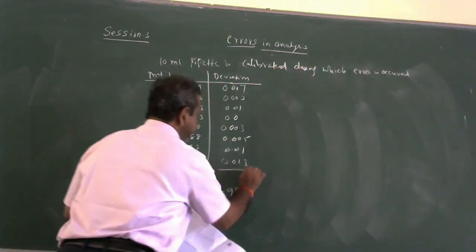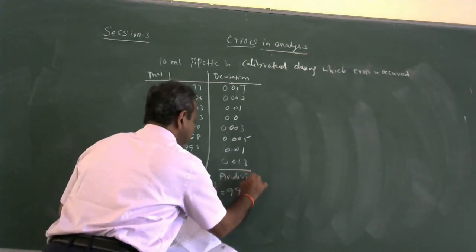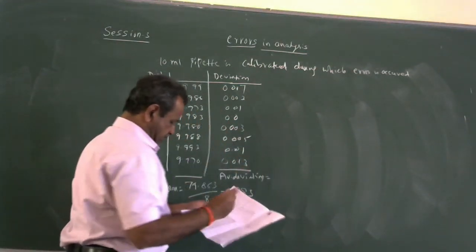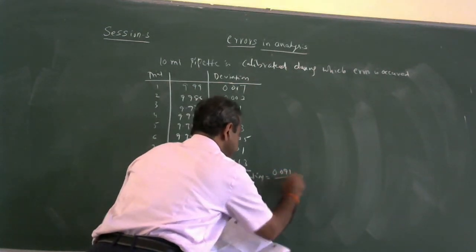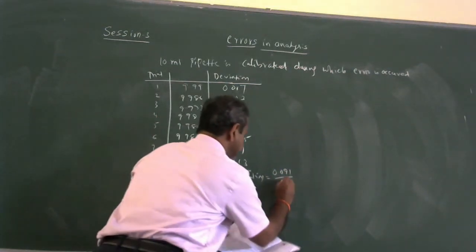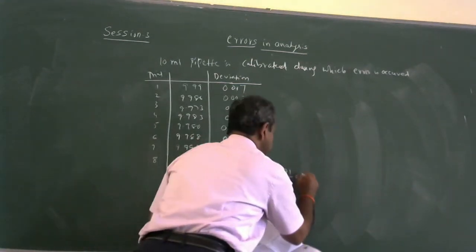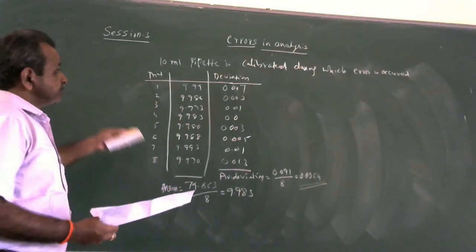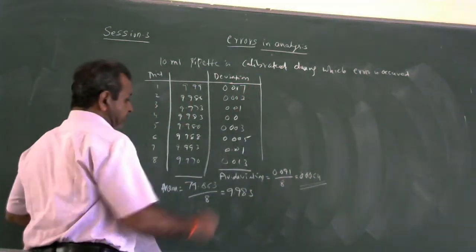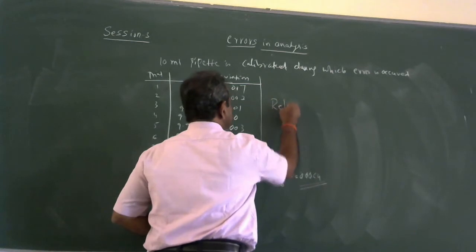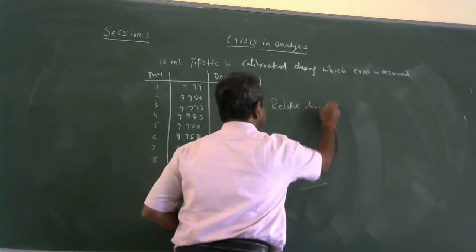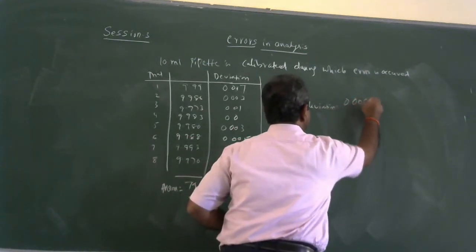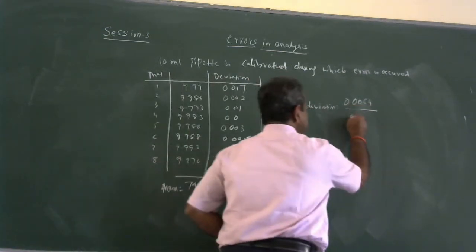So the average deviation is equal to the sum of all the 8 deviations, which comes around 0.091, divided by 8. It is 0.0064. That is the value of how much deviation. So, like that, we calculate the deviation. Then the relative deviation is equal to the average deviation, 0.0064, divided by the mean, 9.983.